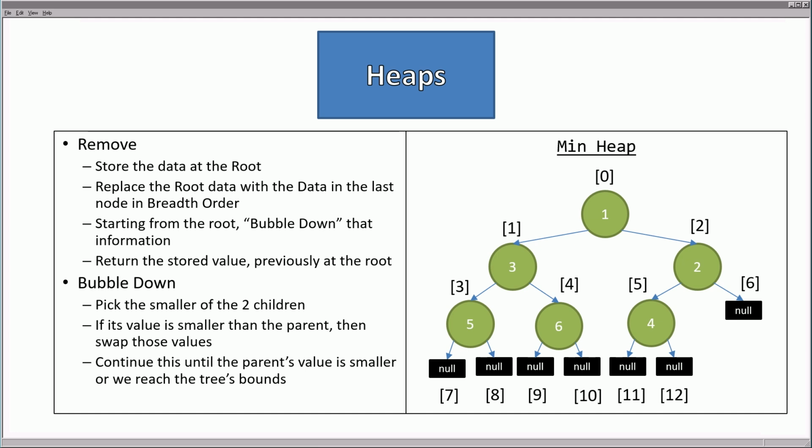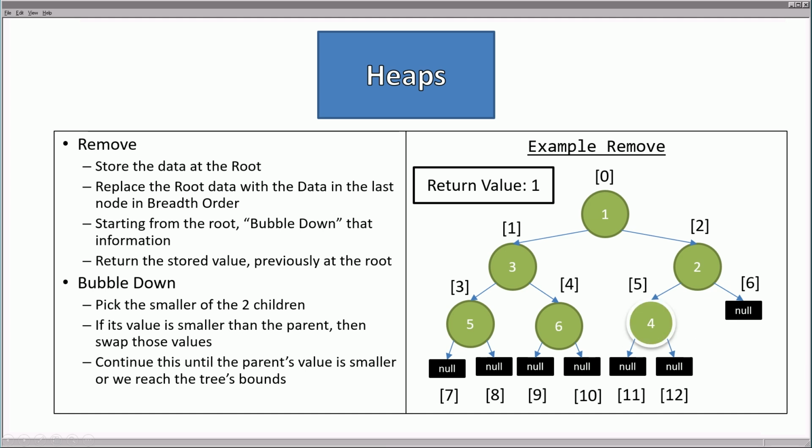So let's say that we call remove. Well, the value currently at the root is 1, so we need to store that value. From there, we need to find the last node in breadth order, which is this one right here. Then we need to remove this value and add it up here, just like that.